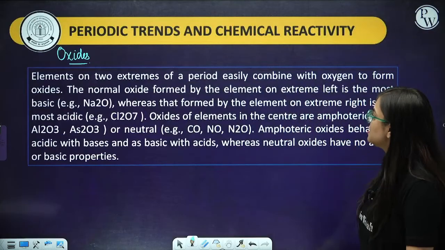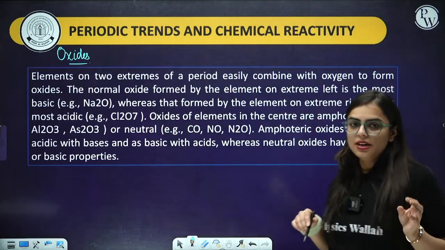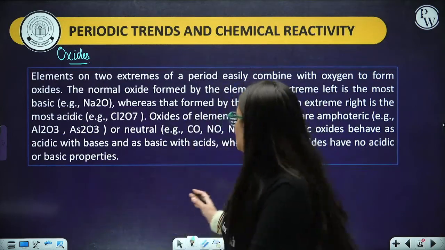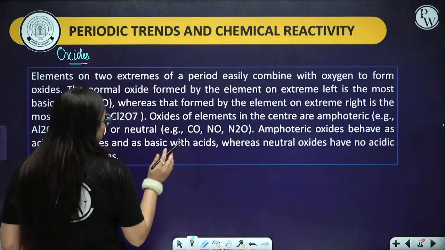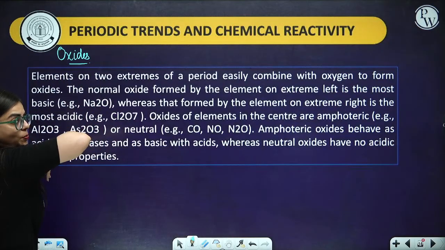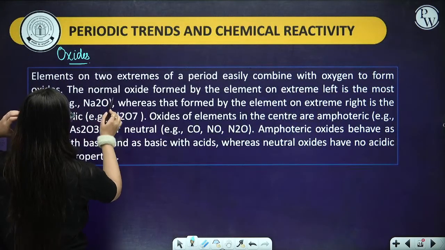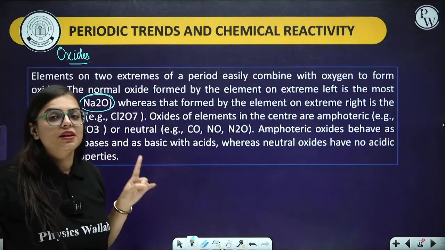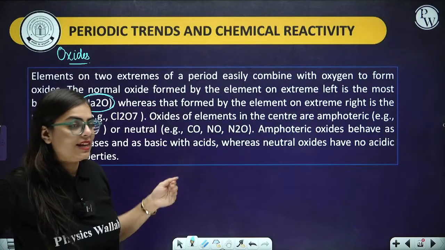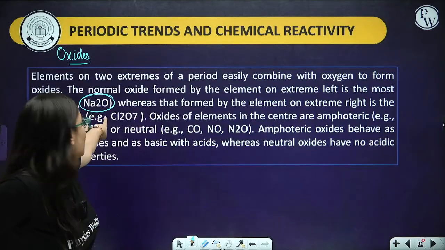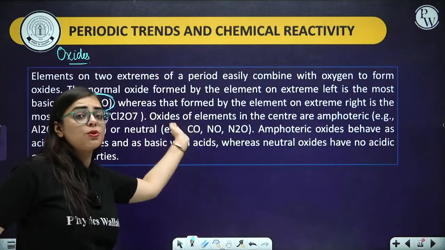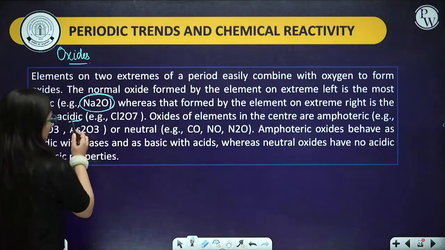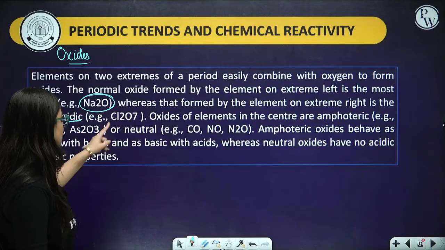Elements of two extreme periods easily combine with oxygen to form oxide. When elements of a particular period combine with oxygen, they form oxide. The normal oxide formed by the element on the extreme left, that means your group number first and second, is basic in nature. That is Na2O. Na is a group number first element, that means alkali metal. If an alkali metal forms its oxide, it is going to be basic in nature, that is Na2O. Whereas the oxide formed by the element on the extreme right, students, is acidic. That means the P block element, that is Cl2O7.